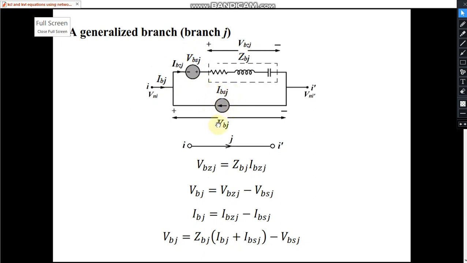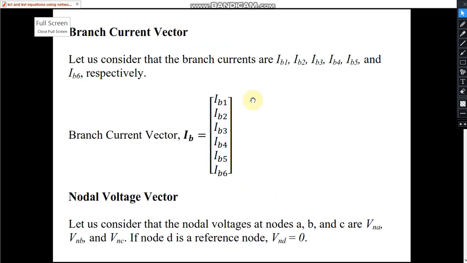And for this current source, if the current is towards node I, if the current source is connected in such a way, if the branch is from I to I dash and current source is towards this I, then associated with this branch, that current source will be considered to be positive. If the orientation is opposite, then this will be considered to be negative. So there can be a voltage source in series, there can be a current source in shunt with the impedance of the branch. Okay, so there can be impedance.